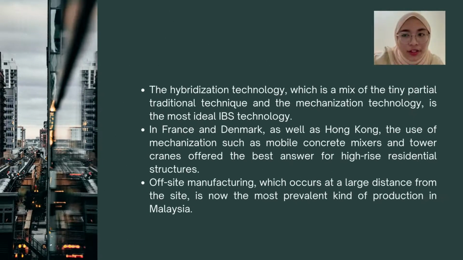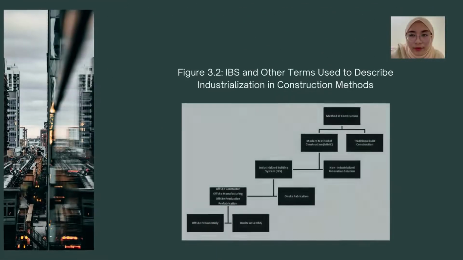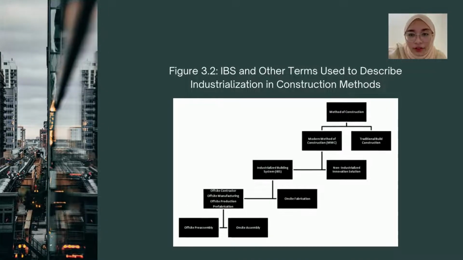The hybridization technology, which is a mix of partial traditional technique and mechanization technology, is the most ideal IBS technology for application in the major building sector. In France and Denmark, as well as Hong Kong, the use of mechanization such as mobile concrete mixers and tower cranes offers the best answer for high-rise residential structures. Offsite manufacturing, which occurs at a large distance from the site, is now the most prevalent kind of production in Malaysia. Figure 3.2 clearly illustrates the relationship.